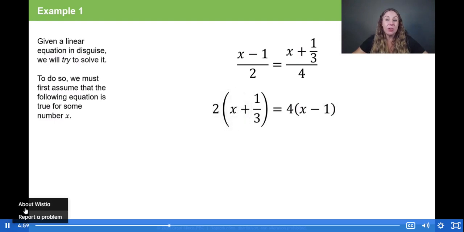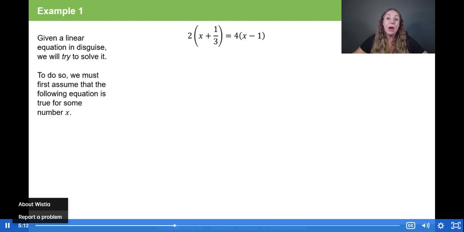Now that we have a linear equation, go ahead and pause the video and solve as usual. How did it go? You may have followed a different solution path, but here is one way we can solve this.